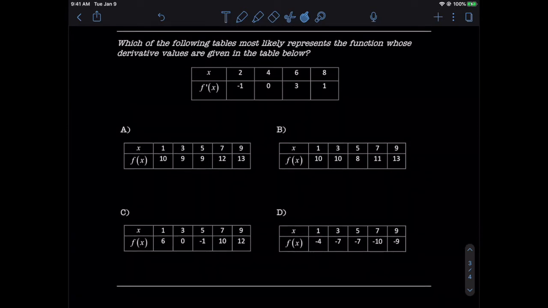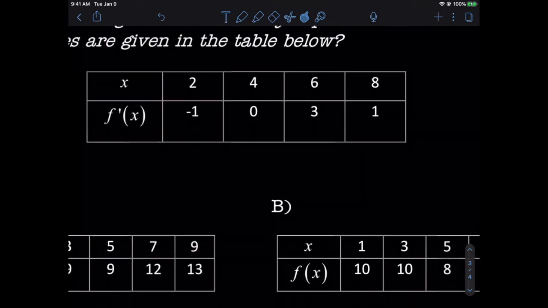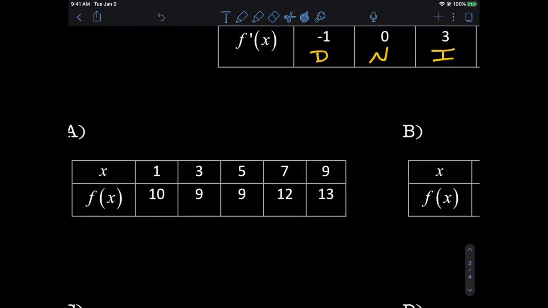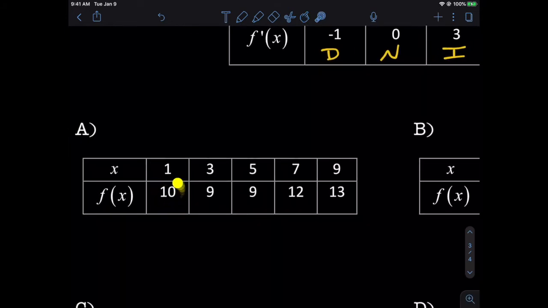The first example gives us a table of values for the derivative. Remember, for the derivative, we care if it is positive or negative. If the derivative is negative, like here, we have a decrease. If the derivative is 0, we have neither increase nor decrease. And for all positive values of the derivative, the function increases. So when we verify our answer choices, we look to see if we increase or decrease between values.